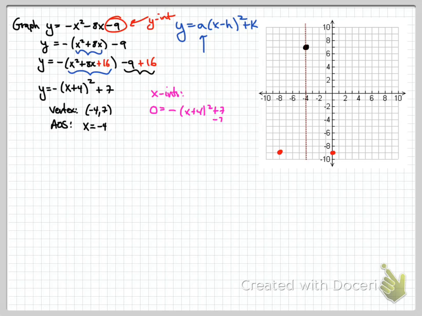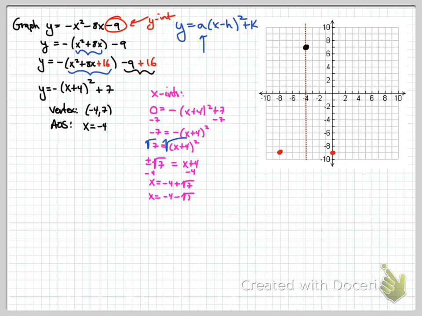So let's subtract 7 from both sides. So -7 equals -(x plus 4) quantity squared. I'm going to multiply both sides of this equation by -1. 7 equals (x plus 4) quantity squared. Take the square root of both of these. Plus or minus the square root of 7 is equal to x plus 4. And so it appears that our x-intercepts will be -4 plus the square root of 7 and -4 minus the square root of 7.